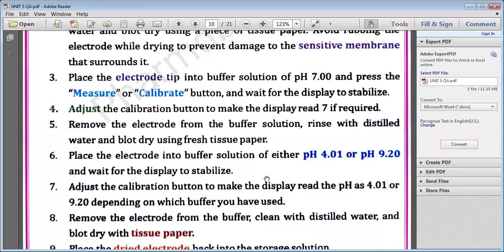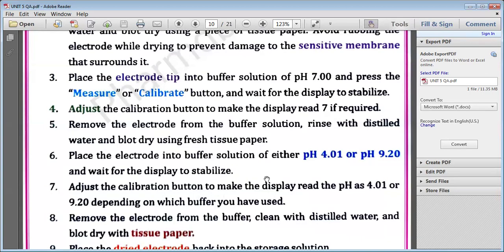6.98 or 7.02. If we are measuring the pH of 4.01, we have to obtain the value of 4.03 or 3.98. Or if we are measuring the pH of the 9.20 standard buffer solution, we have to obtain the value of 9.22 or 9.18, plus or minus 0.02. If the values exceed these limits, then the calibration is said to have failed. If the values are within the limits, then the calibration is said to have passed and it is ready for measuring the sample solutions.